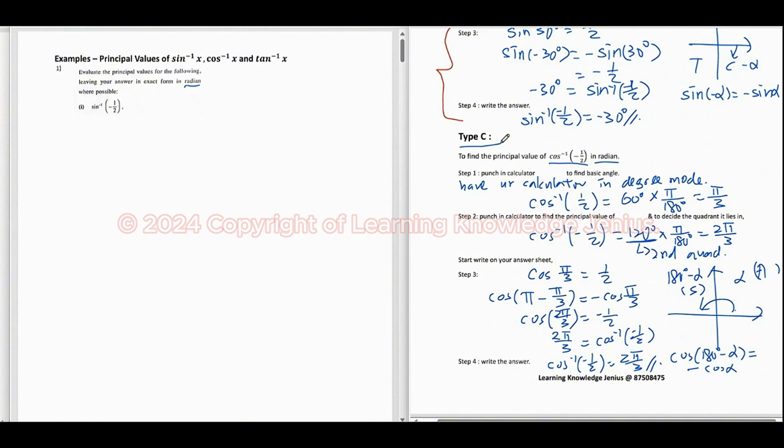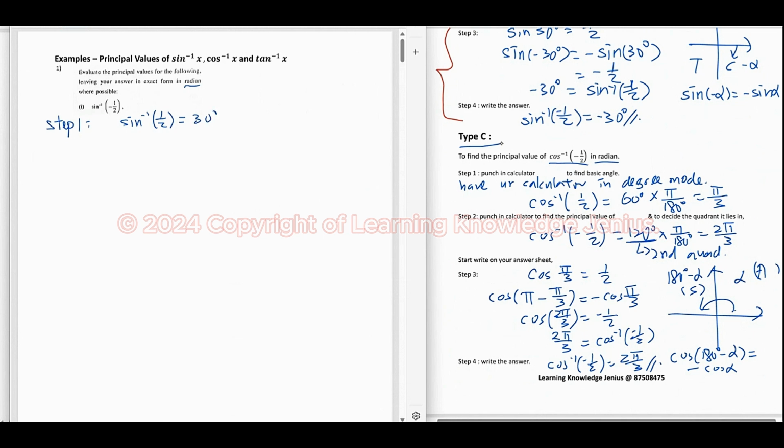So if I follow the steps here, step 1, I'm going to punch in the calculator to get the basic angle. So I will punch in this thing to get 30 degrees. Step 2, I punch in the exact value we are getting. Step 3 onward is what I am going to write in the working sheets, the answer sheet.